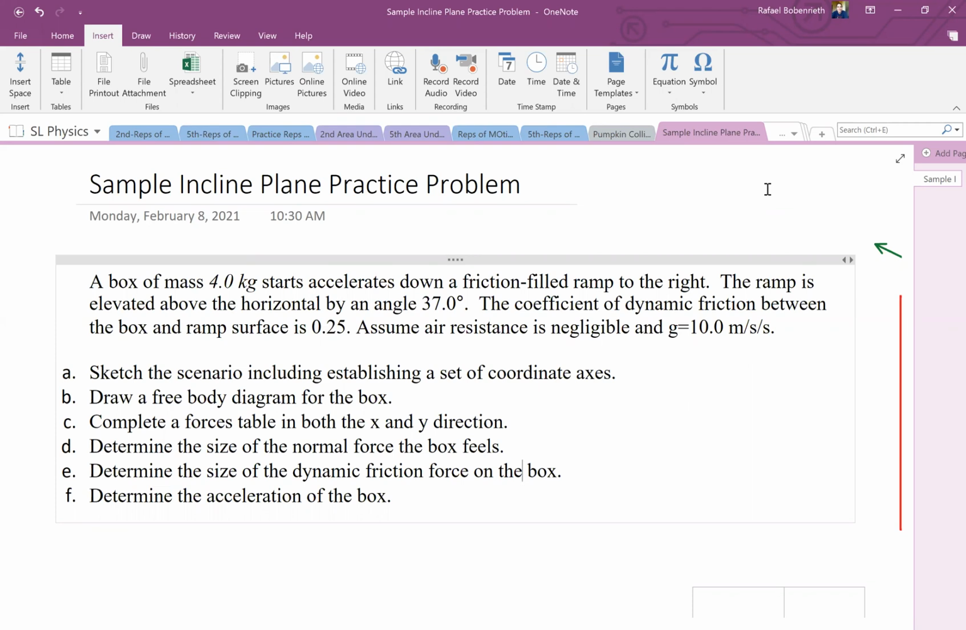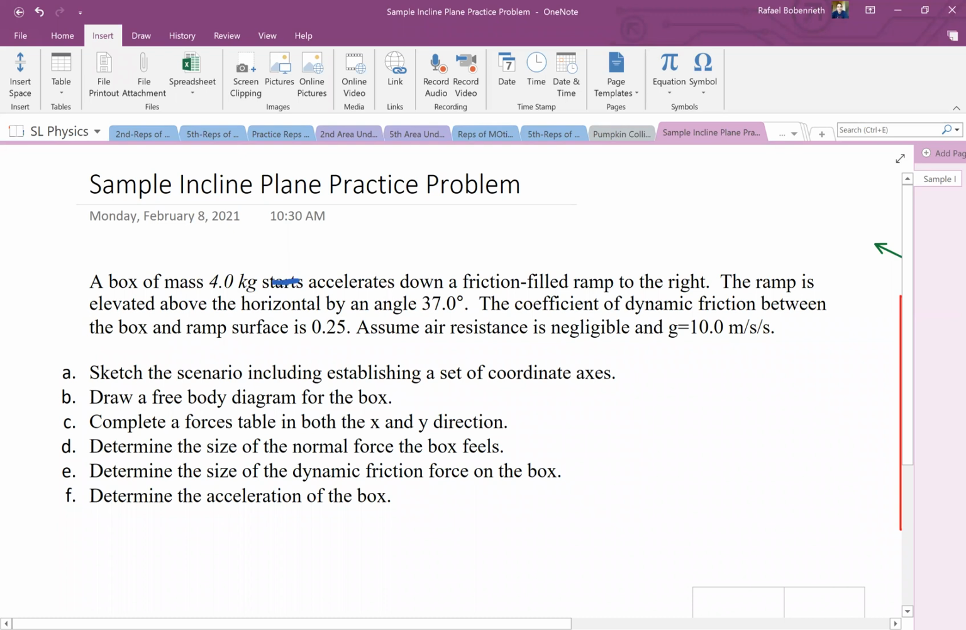It says a box of mass 4.0 kilograms accelerates down a friction-filled ramp to the right. The ramp is elevated above the horizontal by an angle of 37.0 degrees. The coefficient of dynamic friction between the box and ramp surface is 0.25. Assume air resistance is negligible and g equals 10.0 meters per second squared.